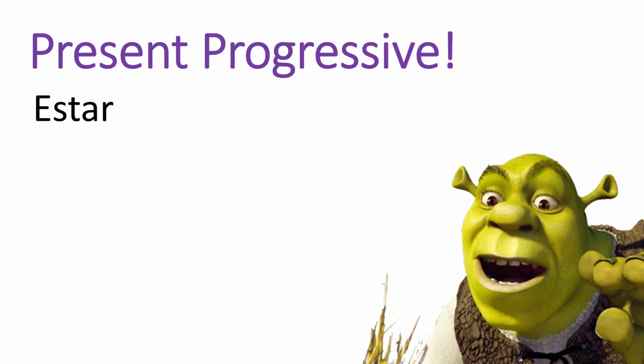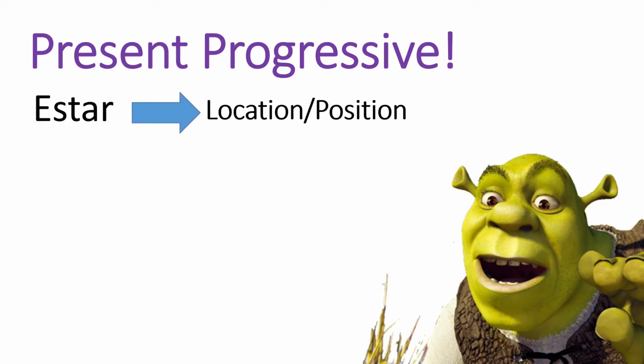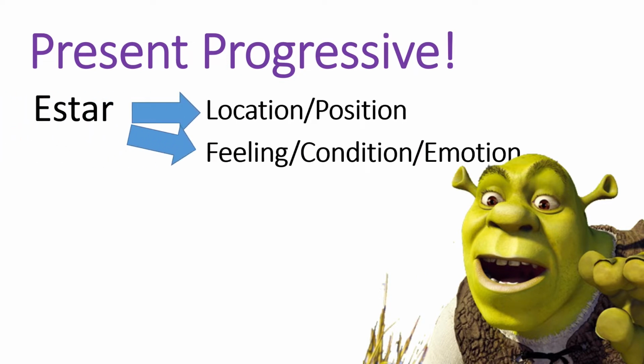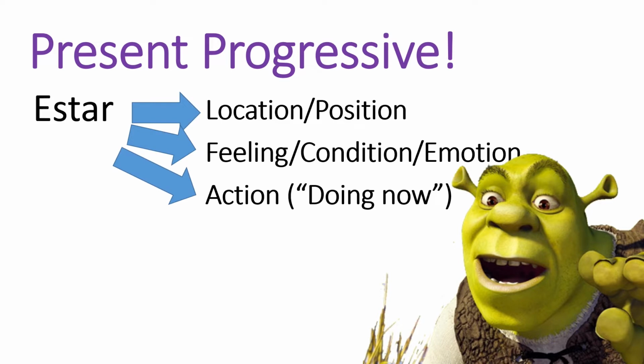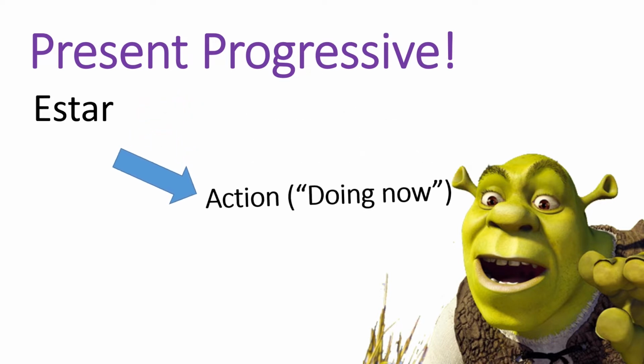Here we are talking tonight about the present progressive. Get ready to take some notes. Now, let's start by talking about what we already know about estar. We know that we use estar when we talk about location or position. We use estar when we talk about feeling or conditions or emotions. And we know that we use estar when we're talking about action, something you're doing right now. We're going to focus on that one tonight, and how we use estar and the Spanish equivalent of that -ing ending to show what we are doing right in the moment.